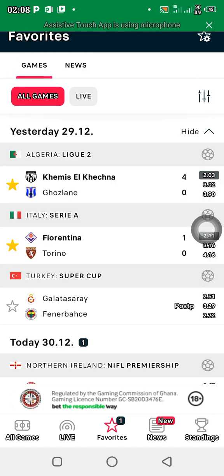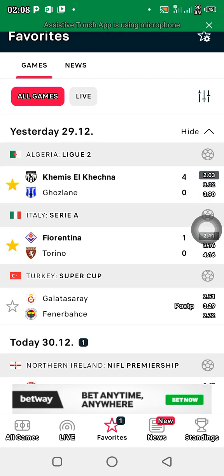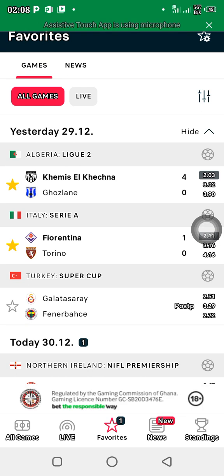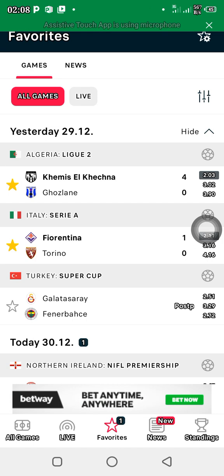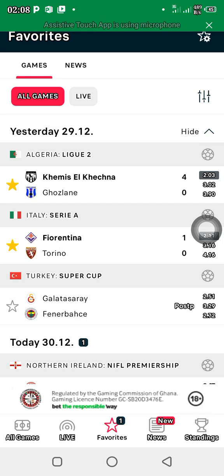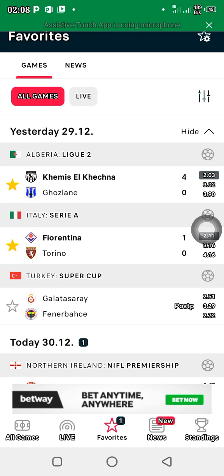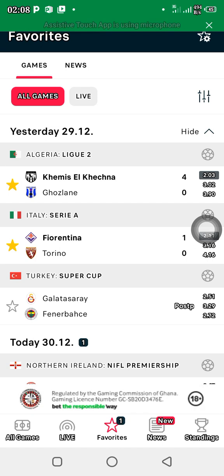And I'm going to be showing you the right way to analyze games because I've been doing this for a long period of time and I understand the strategy. So all I want to do is share with you the right way to analyze, so that anytime you are to bet again, you don't feel stuck. So you know the right way to analyze your games and get the right odds to bet on.